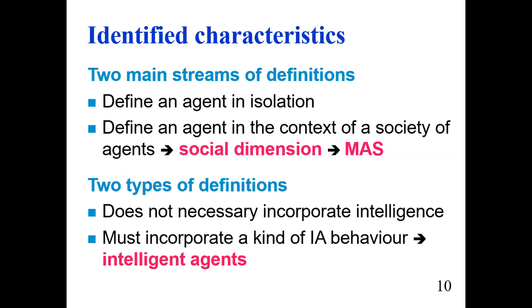Okay, there are two main streams of definition. One defines an agent in isolation, meaning it does not interact or communicate with others. Another definition defines an agent in the context of a society of agents, in the social dimension, which is a multi-agent system. Here the agents are not only isolated, but there are many agents inside, and they can communicate, negotiate, and interact with each other. That's why they call it a multi-agent system.